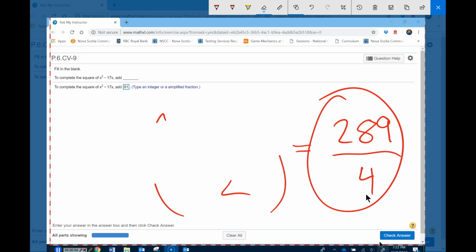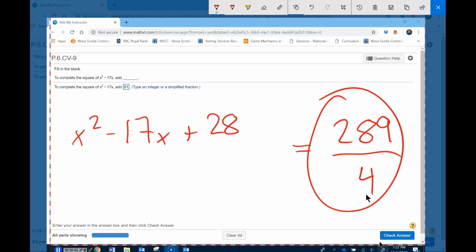So as a point of geekery from this point on, if you're interested, what this means is that if I take what we had here, x squared minus 17x, and add this 289 over 4, that is a perfect square trinomial. It's a perfect square trinomial because the first term is a perfect square, x squared, and actually this crazy fraction, 289 over 4, is also a perfect square.